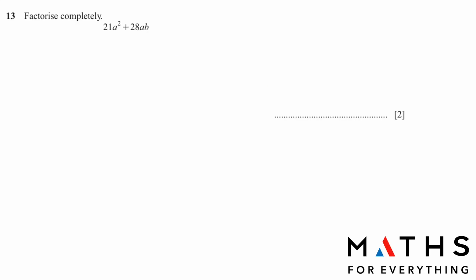The next question is an algebra question. We have to factorize. Factorize completely 21a squared plus 28ab. Now let's see that you have 21. Let's leave the number for 1 minute. And we've got a squared. It means a times a plus ab.